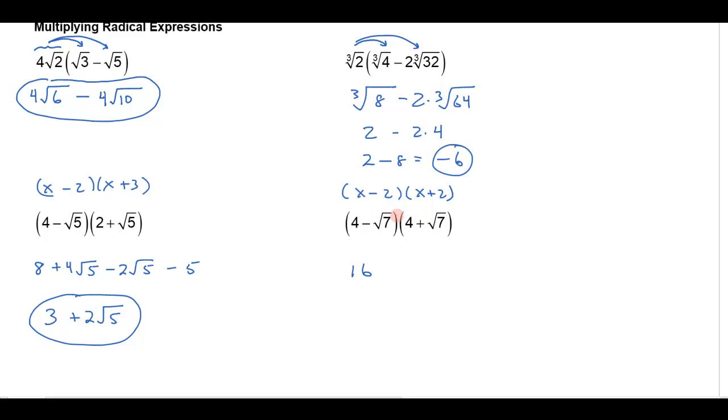So those just go away, and I'll get the 16 minus, and the square root of 7 times the square root of 7 is just 7. So 16 minus 7 is just 9. And again, that simplified really nicely. All my radicals went away.